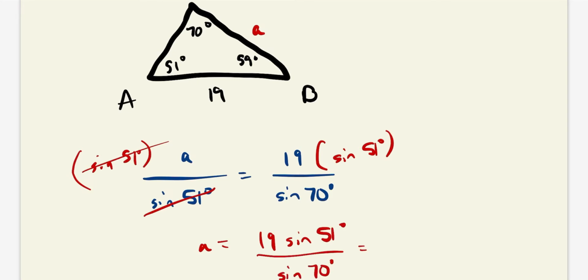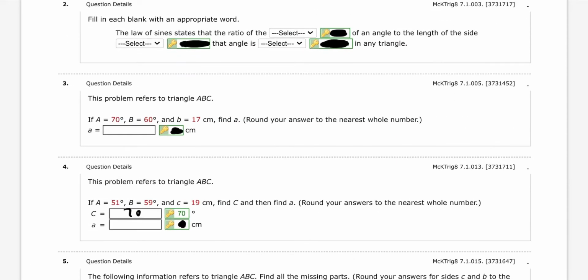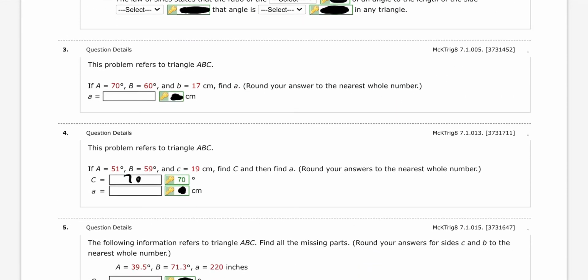All right, and so if we do all that, we're going to get 15.7 is what I'm getting. If I round to one decimal, let's see what they want us to round to. It says round to the nearest whole number, so that would be 16 if we rounded to the nearest whole number. And sure enough, that is correct. So the rest of these problems are basically the same.